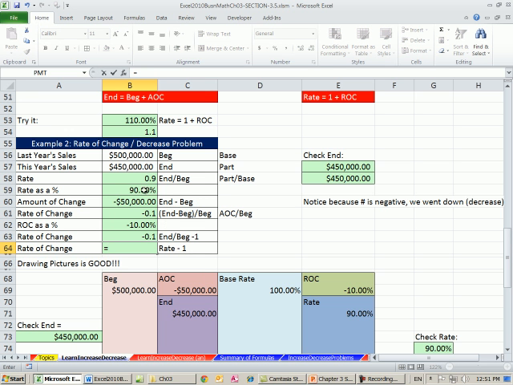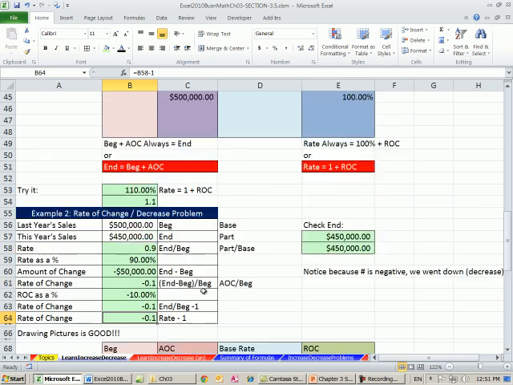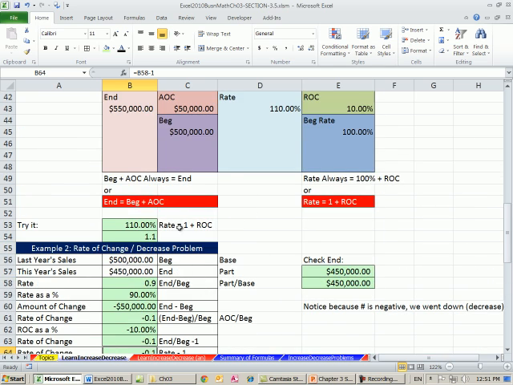Equals, oh, and we have our rate calculated already, minus 1. And there we go. So either way. Now, there's lots of formulas. I have a summary sheet over here of all the things we solve for and all the different formulas. So there's a nice summary here. Also on this sheet, as we encountered them, they appeared in red.